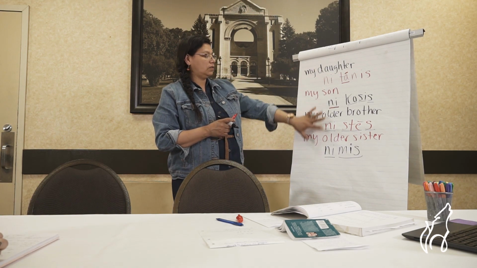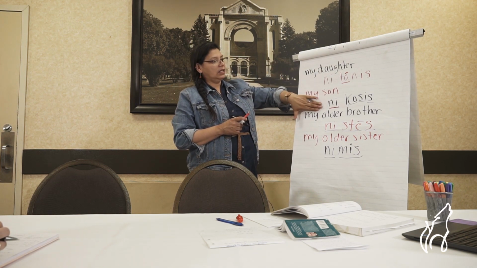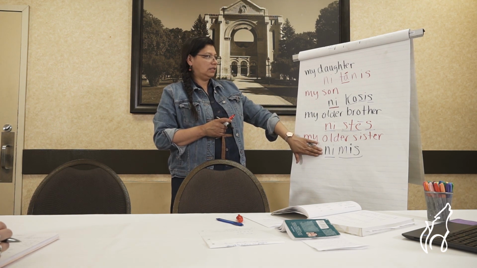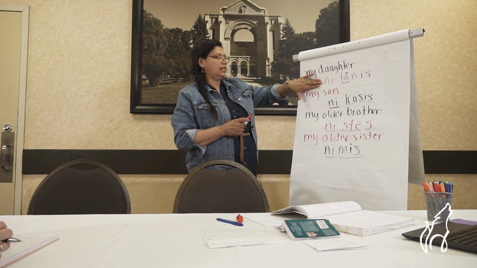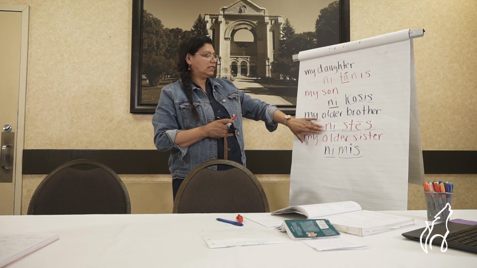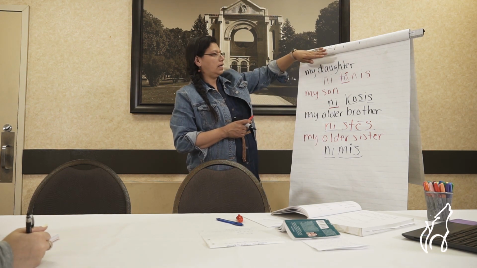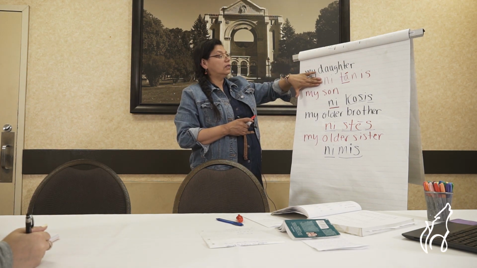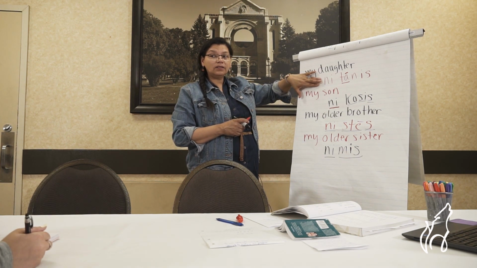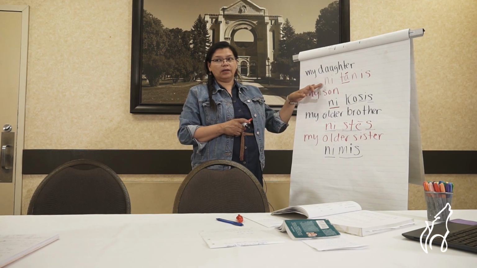Okay, so let's not do the English. Let's go up here. So say Nitanis. Nitanis. Negosis. Nestes. Nistes. Nemis. One more time. Nitanis. Negosis. Nestes. Nistes. Nemis. Okay, so I'm gonna have you repeat it back to me alone. Can we do it that way too? Okay, so I'm gonna say the English and you're gonna say Cree back to me.